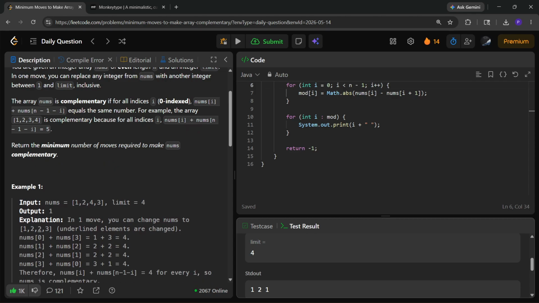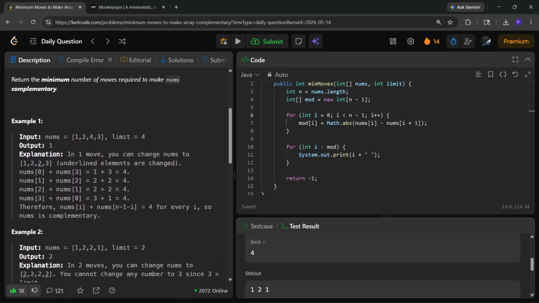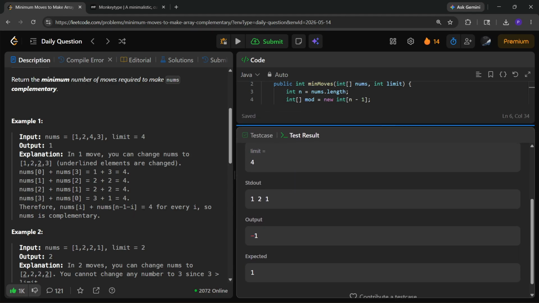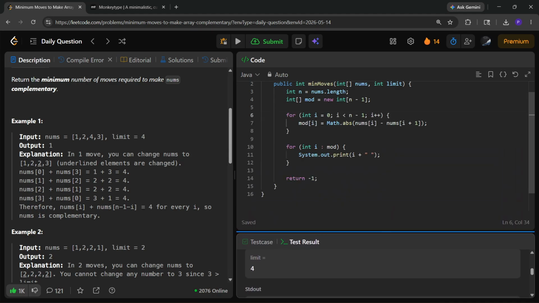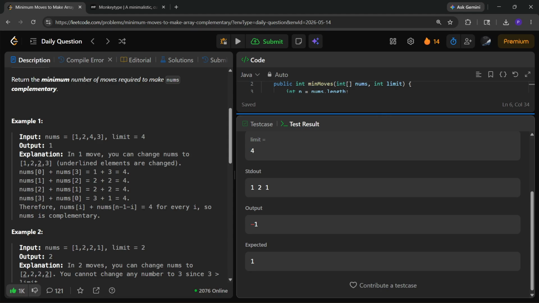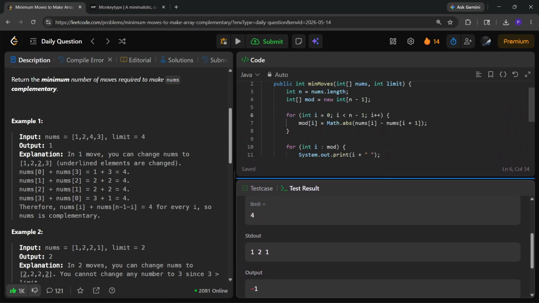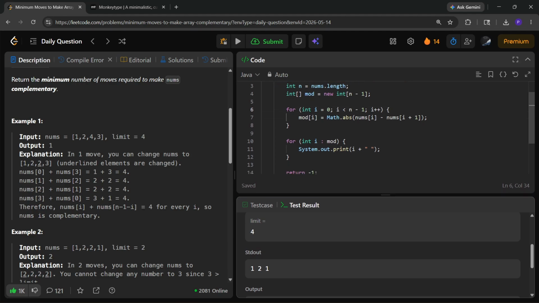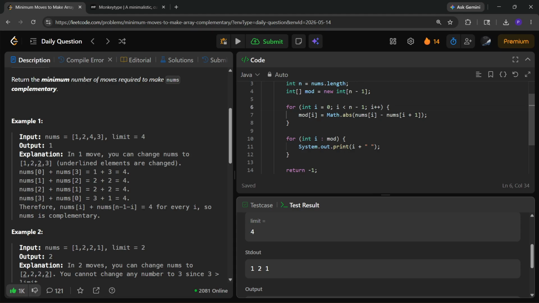If I can figure out that, hmm, just find the maximum difference.